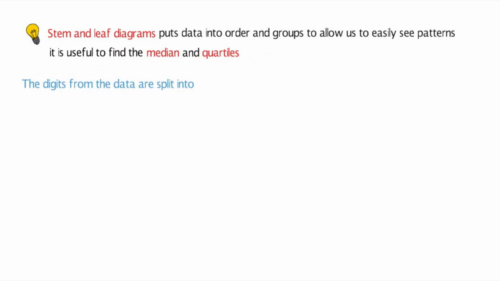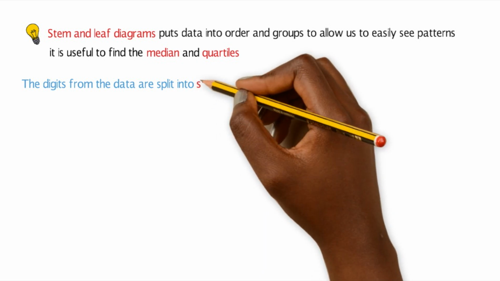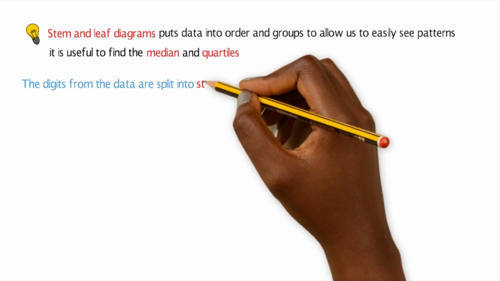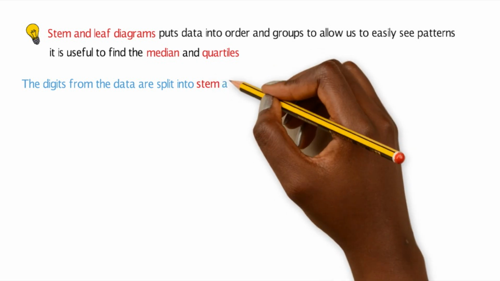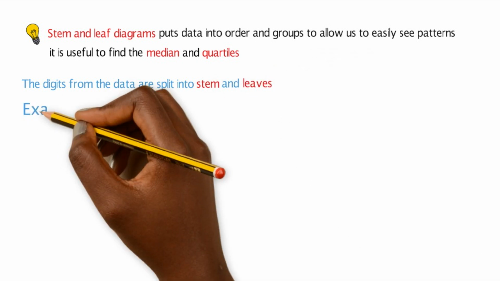So the digits from this data are split into two different groups. The first group is our stem. So think of it like the stem of a tree. And then the second group is our leaves.